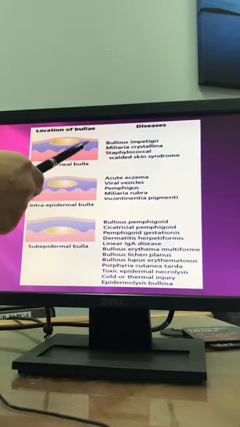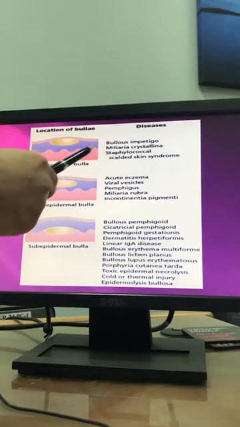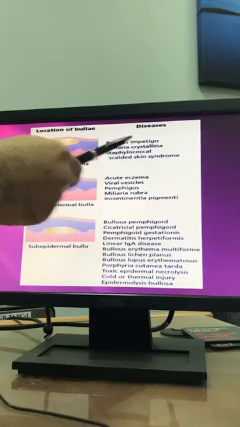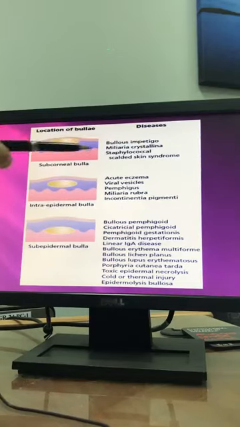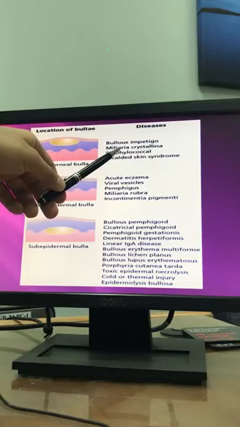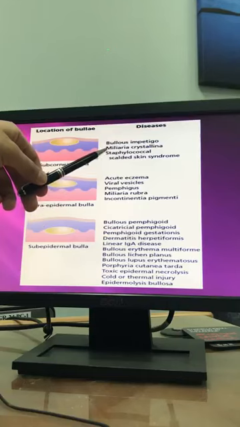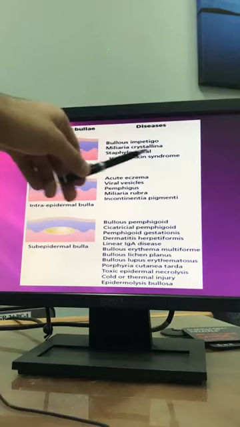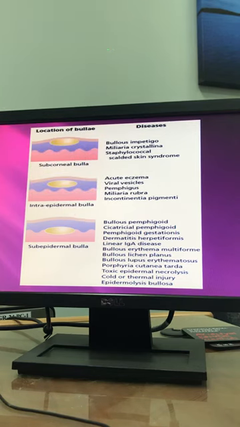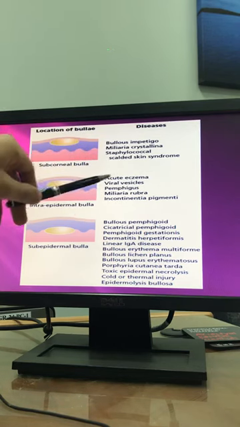The most common cause of the subcorneal blister is bullous impetigo. It is an infectious staph. Miliaria crystallina, which is present because of heat and sweating, and staphylococcal scalded skin syndrome, SSSS, and this is seen usually in children or the pediatric age group.